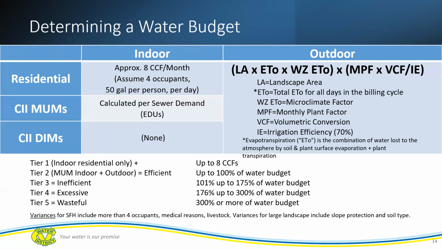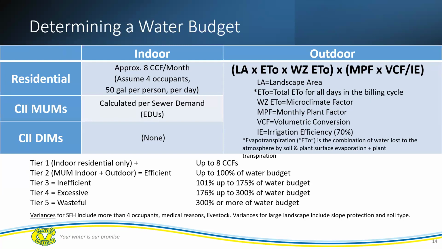So that's the first part. And second, we have the monthly plant factor. Our plant factor actually adjusts throughout the course of the year. It changes a little bit based on whether it's the season for warm or cool season turf. We also incorporate into the monthly plant factor an assumption that the landscape area is 50% turf and 50% low water use. That monthly plant factor is laid out in our rules and regulations. That's multiplied by a volumetric conversion factor to convert it to our billing unit, CCF, and then divided by irrigation efficiency. We assume an irrigation efficiency of 70%.